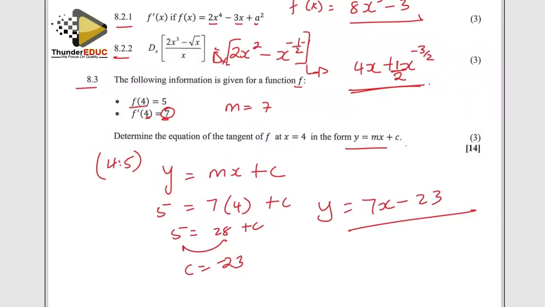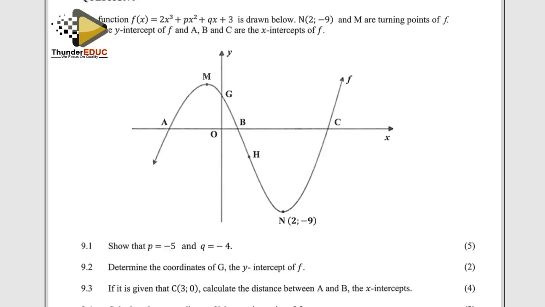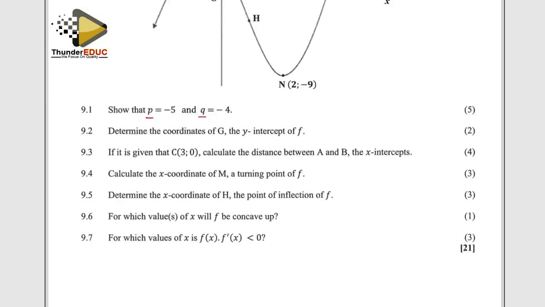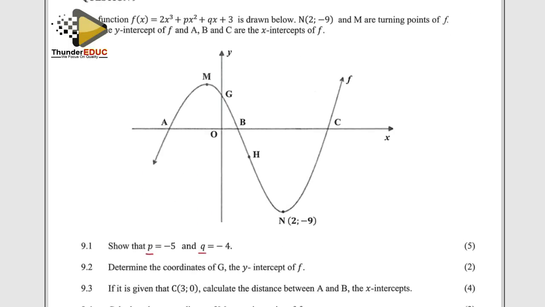Then question number 9. The function f of x, 2x cubed plus px squared plus qx plus 3, is drawn below. N is 2 and negative 9. N and M are turning points of f. G is the y-intercept. A, b, and c are x-intercepts, and so on and so forth. Can we show that p is negative 5 and q is negative 4? So what I see is that I have a turning point. And at the turning point, the first derivative will always be 0. In other words, the gradient has to be 0.